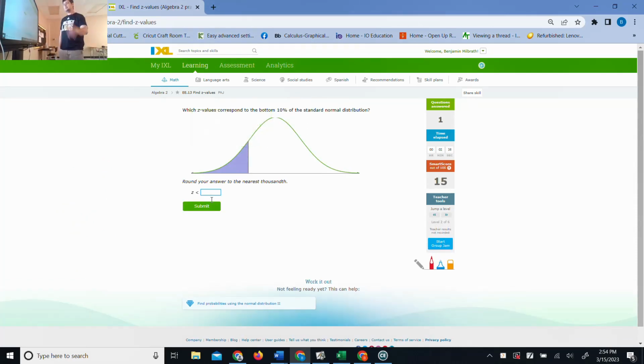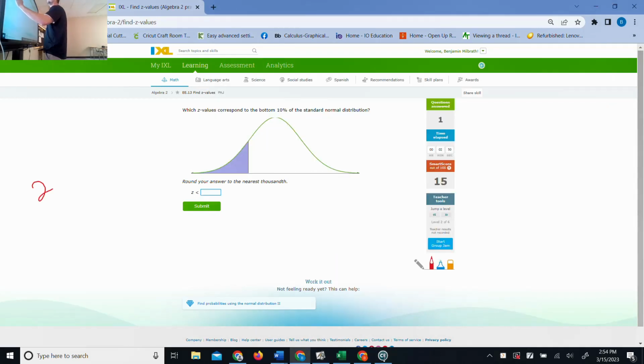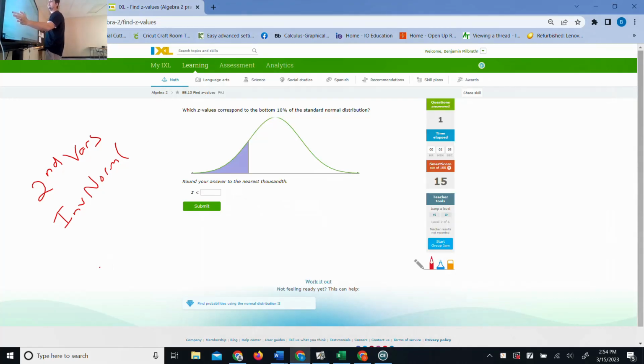So being just a little bit above average means you're better than 80% of the population. It's crazy how that works. Bottom 10, same thing. I'm just going to run you through it again. We hit second, vars. I didn't write that down the first time. Then we choose inverse norm. Used to be you had to type stuff in. But with the new faceplates, you ain't got to type stuff. If you have an older TI-84, an older TI, you would put 0.101. That's what you'd actually write out.